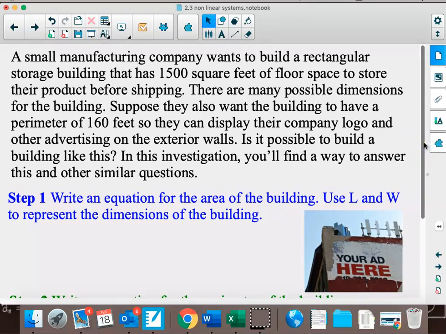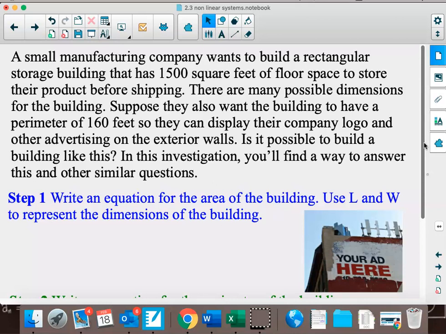So, a small manufacturing company wants to build a rectangular building that has 1,500 square feet of floor space. Now, 1,500 square feet, is that talking about area or perimeter? Area. Area is measured in square feet, right? So if I want a building with 1,500 square feet, I could make the building 1 foot wide and 1,500 feet long. Right? That meets the requirements, right? You'd have to be skinny.